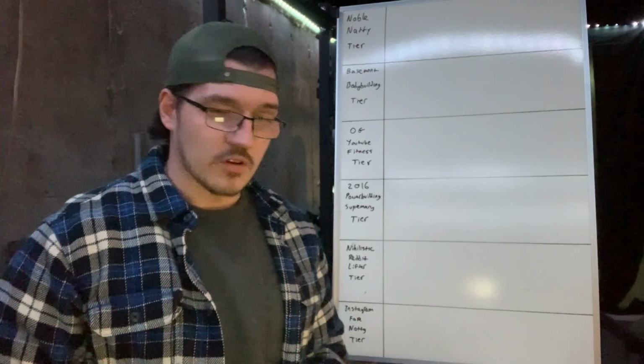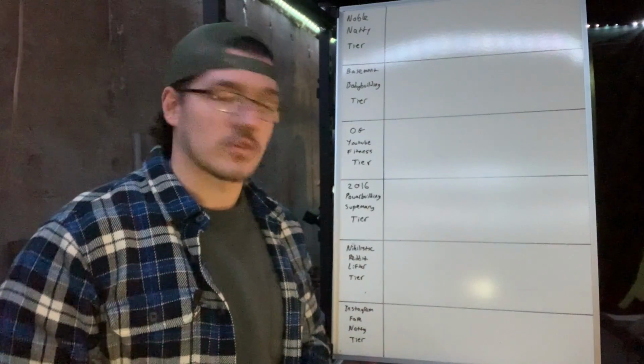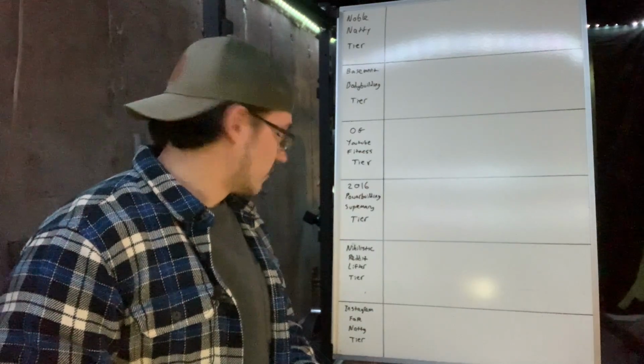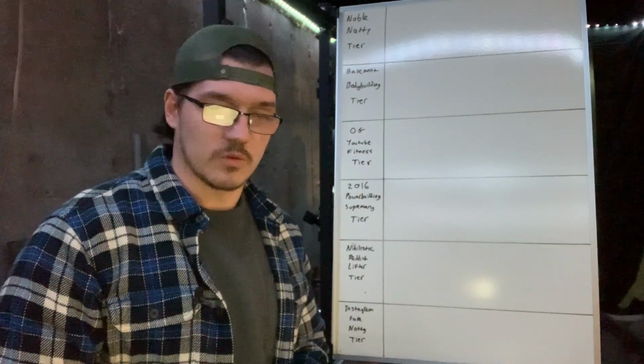So the first tier that I have, I'm sorry if you guys can't read that, I know it's kind of zoomed out, is going to be the Instagram fake natty tier. There's a reason this one's at the bottom.